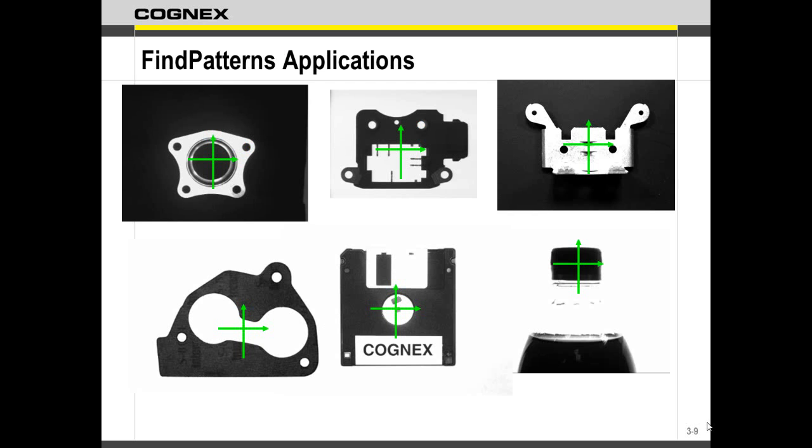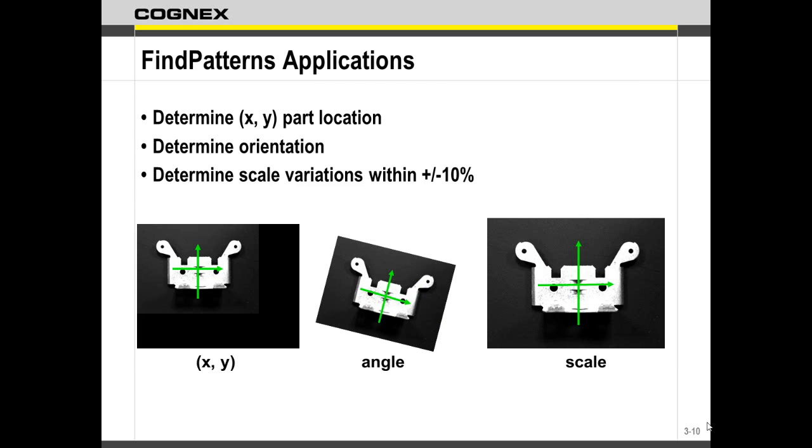So here are some applications that find patterns can do. So you might say, well, what does find patterns do? Well, what it's going to do is give you a part location. It's going to return your row and column of the item that you found.